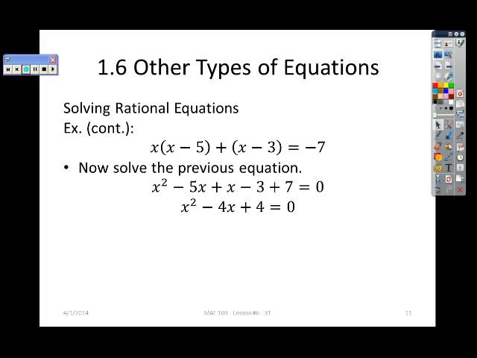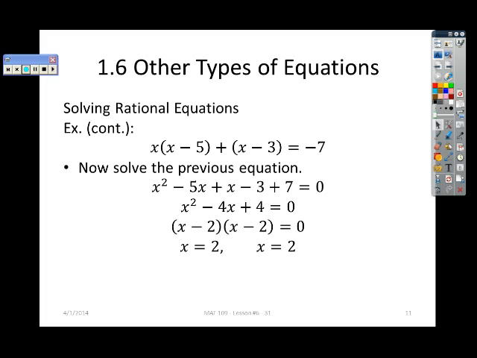If you notice, this will factor. So you get the solution, and you get the same number twice. That's okay. That's just a repeated root. Normal thing. Nothing wrong with it. But those are your solutions.